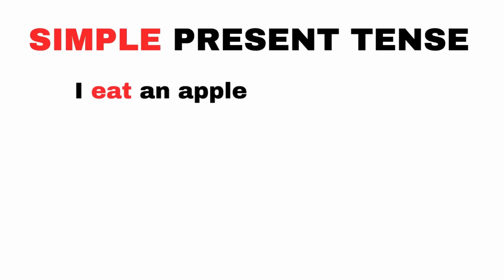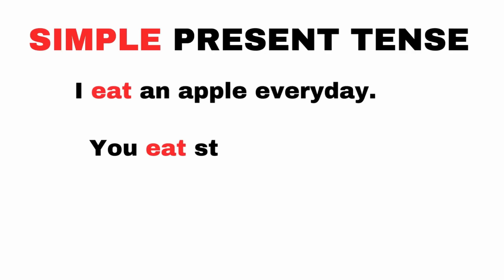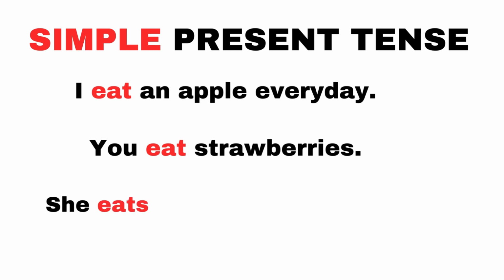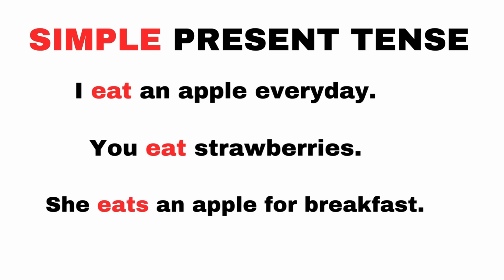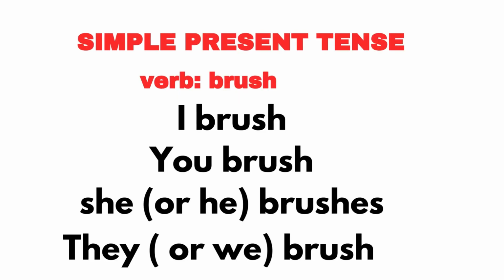Let's look at how to use it in a sentence. I eat an apple every day. You eat strawberries. She eats an apple for breakfast. So the simple present tense talks about habitual actions, like actions you do every day. She eats an apple for breakfast. She does it every day, or she usually does it. So let's look at other examples.